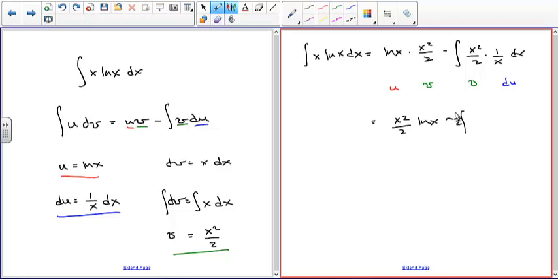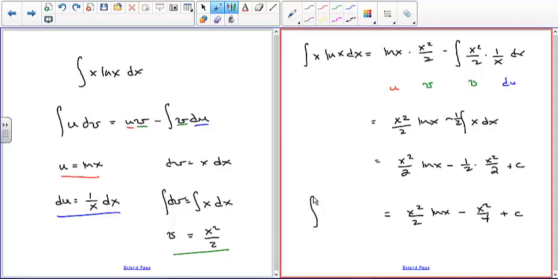We'll factor out the half. So we got a half there. And we got x squared divided by x. So what that leaves inside is just x dx. And then we do the integral. So the integral of x dx is x squared over 2, and we add arbitrary constant. So the final answer is x squared over 2 natural log of x minus x squared over 4 plus c. So the integral of x times the natural log of x dx equals that, ultimately.